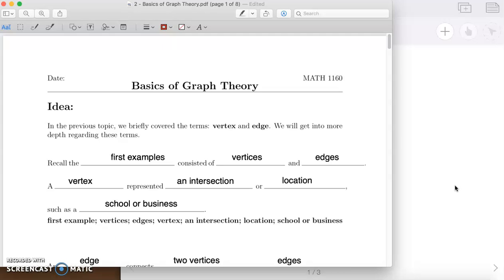through some hands-on. So in the previous topic, we briefly covered the terms vertex and edge. We will get into more depth regarding these terms. Recall the first examples consisted of vertices and edges. A vertex represented an intersection or a location such as a school or business. Remember, we would look at a map and then draw that map as a graph, and the intersections would be a vertex.